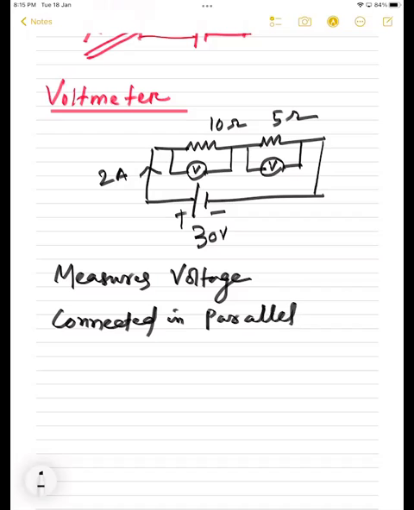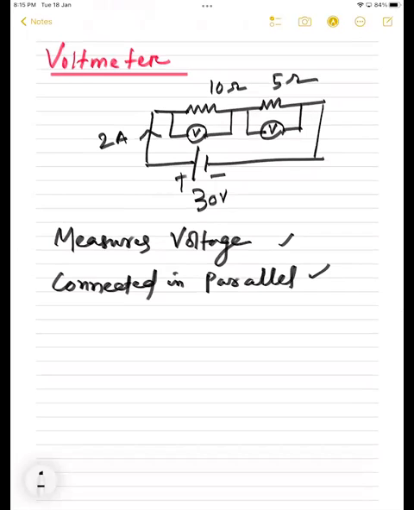So why parallel? See, what remains the same in parallel? Voltage. And you know V is equal to IR. So I want to measure the maximum voltage, so the resistance should be maximum.